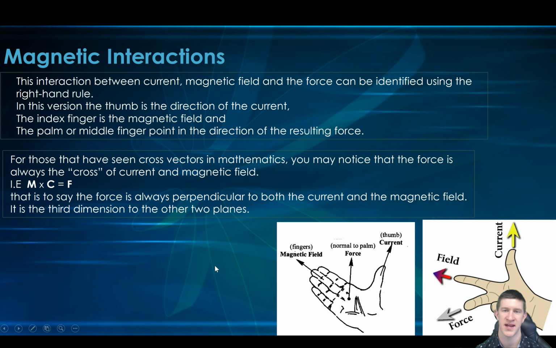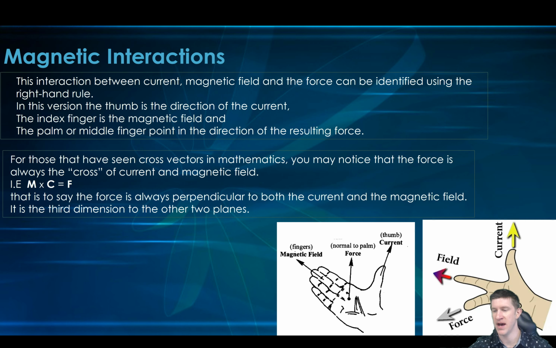The interaction between current, magnetic field and the force can be identified using the right-hand rule again. In this version, which is a little bit different, the thumb is the direction of the current, the index finger is the magnetic field, and the palm or the middle finger is in the direction of the resulting force. So now we get this three-dimensional right-hand rule.